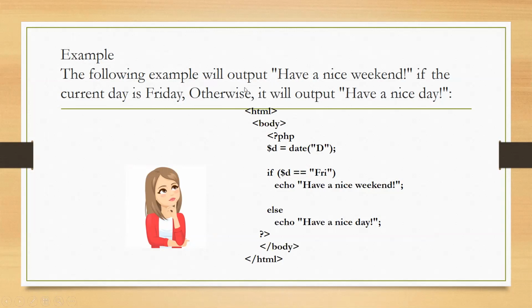Sinhala medium students, this example is given so that if today is Friday, 'Have a nice weekend' is displayed. The current date means today. If today is Friday, 'Have a nice weekend' comes. Otherwise, if it is any other day of the week, 'Have a nice day' comes. Right, so this is our first selection program with PHP.